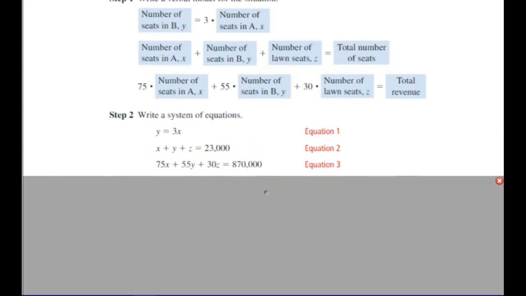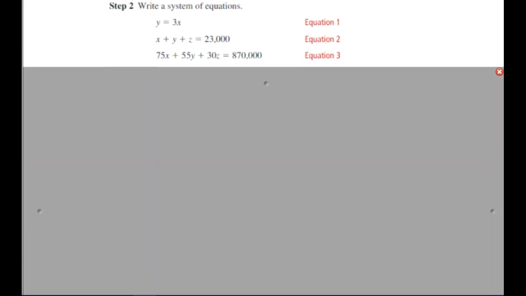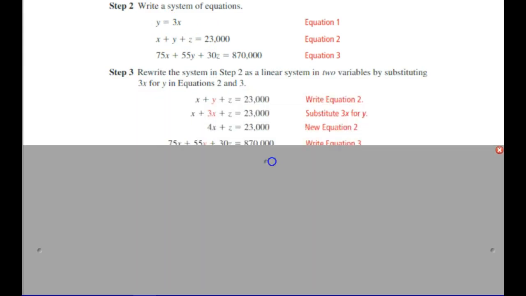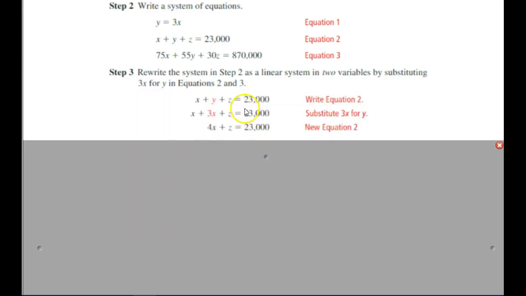So now that I have them all written out, I still have my system of equations, I can go ahead and solve them. So one thing I'm going to do a little bit differently is I've already got one solved completely, right? So I know Y equals 3X. So I might as well go ahead and plug that into both of my equations, right? Because that'll make things a little bit easier. So now I can simplify. So I'm going to end up with 4x plus z equals 23,000.